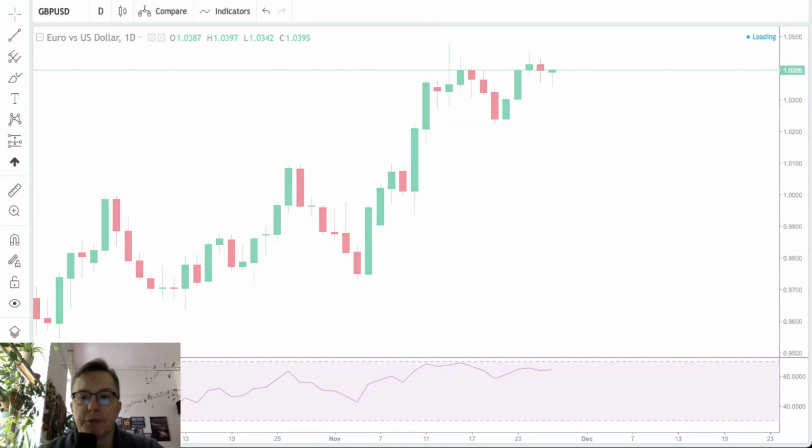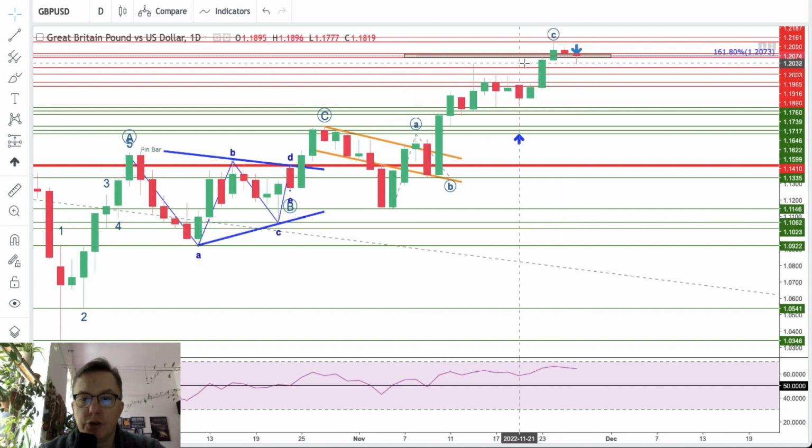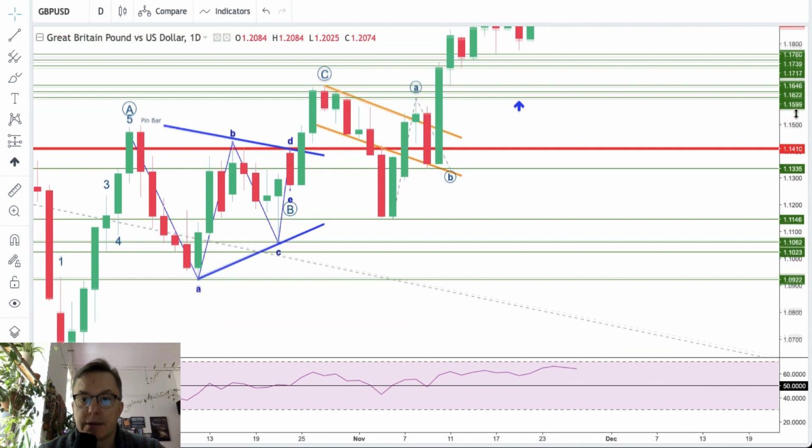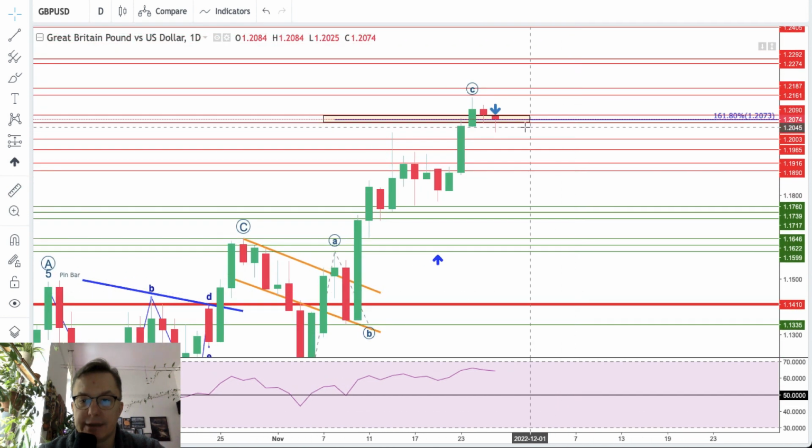What's going on with the pound? The same situation, daily time frame chart, and right now we just broke above the 161% extension of the wave A, so that's a very nice target. However, there is no indication that the market wants to go up or down. We are slowly pulling back towards the technical level of 1.2000. This is the technical support, of course.